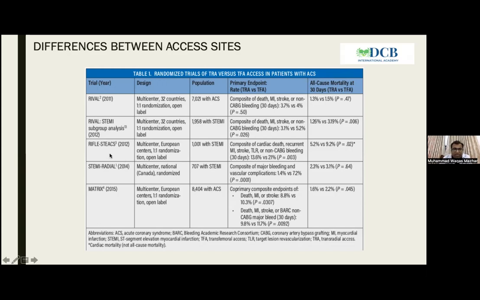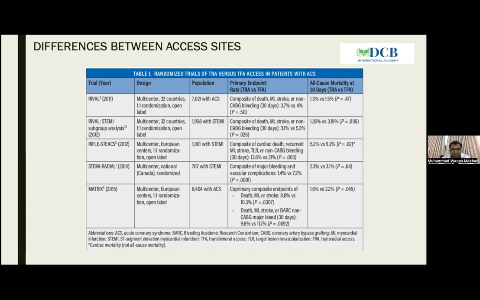Next, RIFLE-STEACS, it was conducted in 2012, mostly in multi-center European centers, and it is also an open label trial with 1:1 randomization, and 1,001 patients with STEMI were included. In terms of the primary endpoint, a composite of death, recurrent MI, stroke, target lesion revascularization, or non-CABG bleeding at 30 days is 13.6% with transradial and 21% with the transfemoral approach. All-cause mortality at 30 days is 5.2% with the transradial and 9.2% with the transfemoral approach.